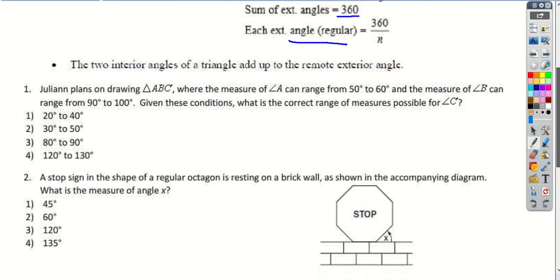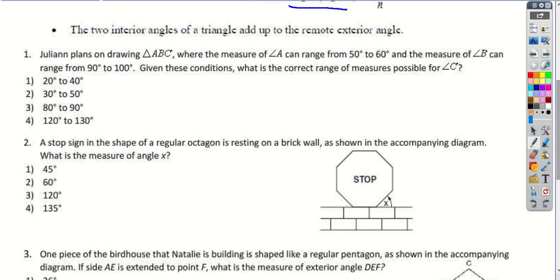They haven't asked a lot of questions on those specific formulas, but just so you see some example questions that could show up, here are some examples. In a triangle, A can range from 50 to 60 and B can range from 90 to 100. Given these conditions, what's the correct range for C? So essentially we want to go for the max and the min here. If A and B are at their lowest, the smallest they could be would be 50 and 90. That would be the small end. And the largest end we could have is A is 60 and B is 100.